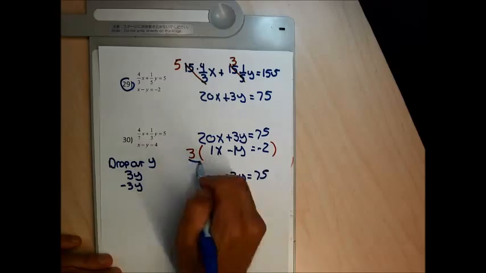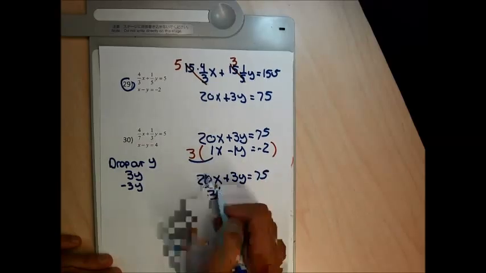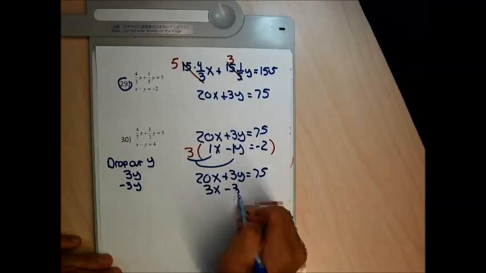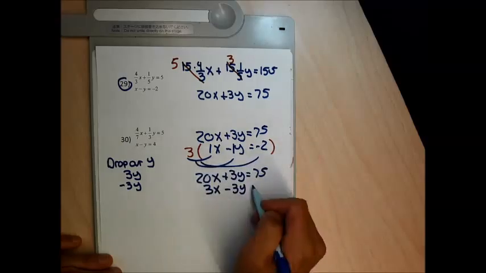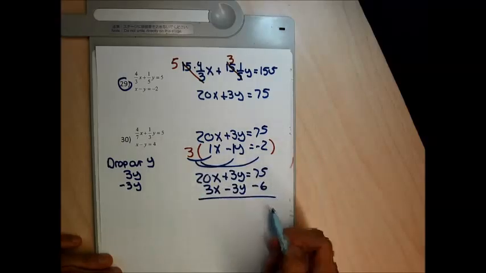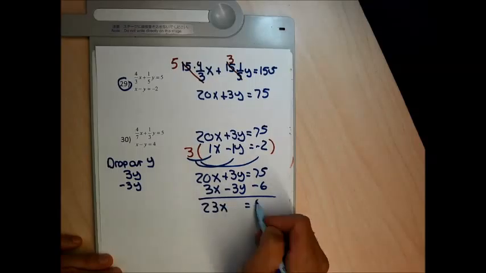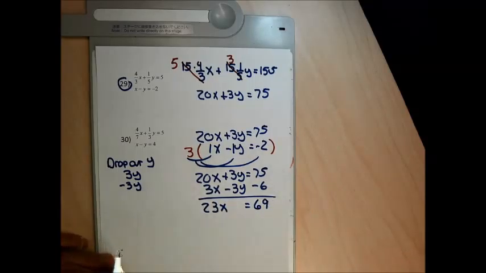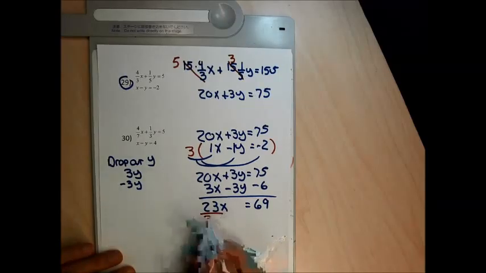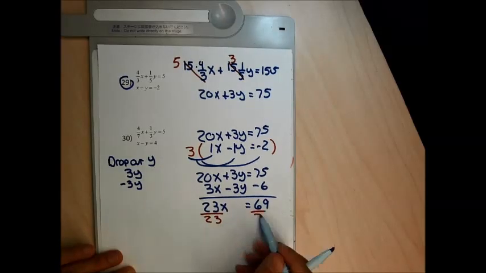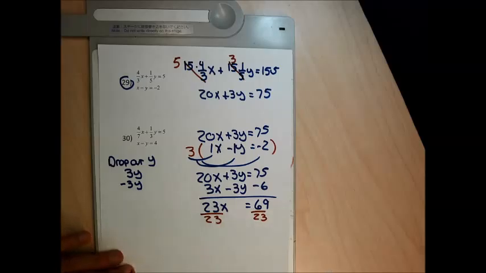I'm going to go 3 times 1x is 3x, 3 times minus 1y is minus 3y, 3 times minus 2 is minus 6. Now when I add these together, I'm going to get 23x equals 69. That's actually nice because when I divide both sides by 23, I'm going to get x equal to 3.